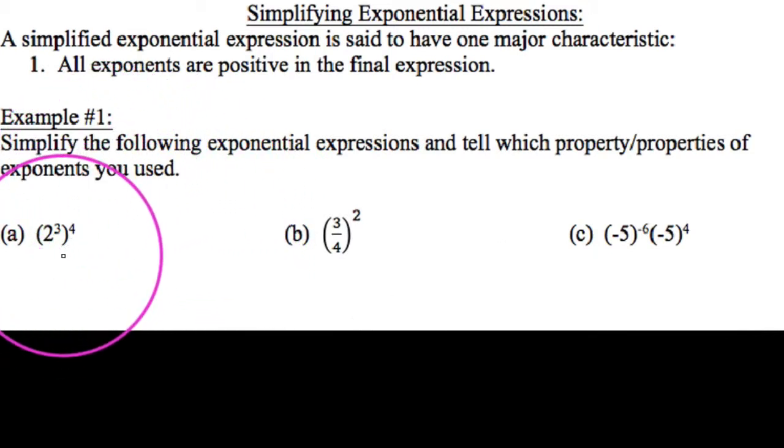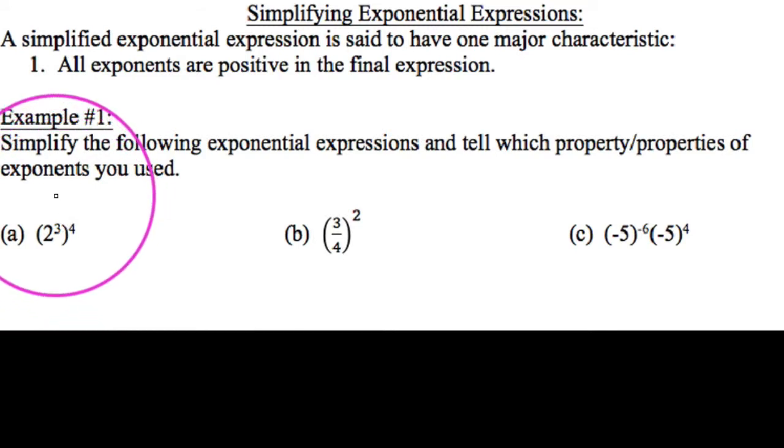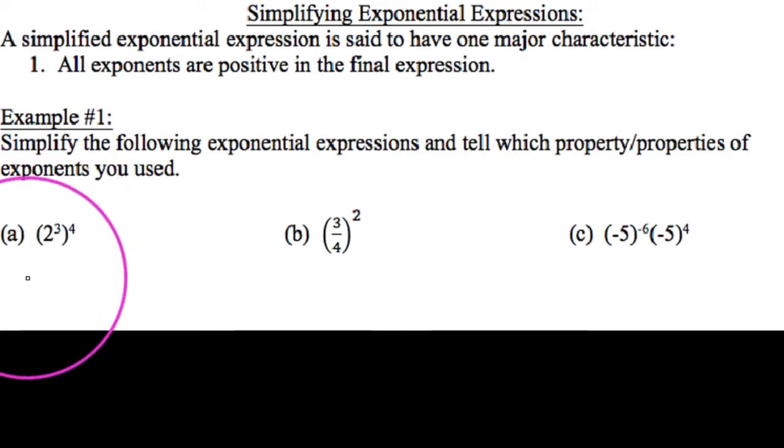Okay, so on letter A here we have 2 to the third to the fourth, and I notice that I'm not multiplying two things with the same bases. I'm not dividing things with the same bases, so this is neither a product nor quotient property. Not raising anything to 0. Don't have any negative exponents. Let's just come out and say it. This is a power being taken to another power.